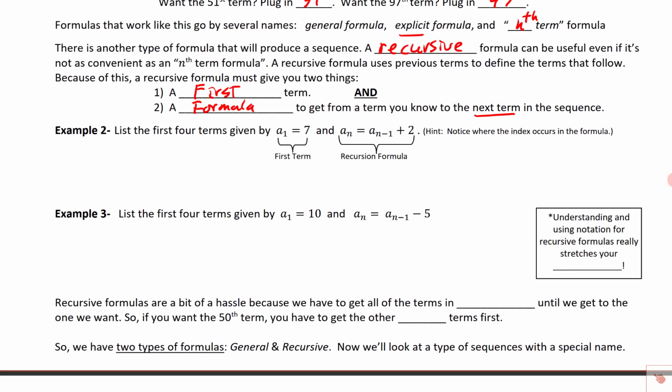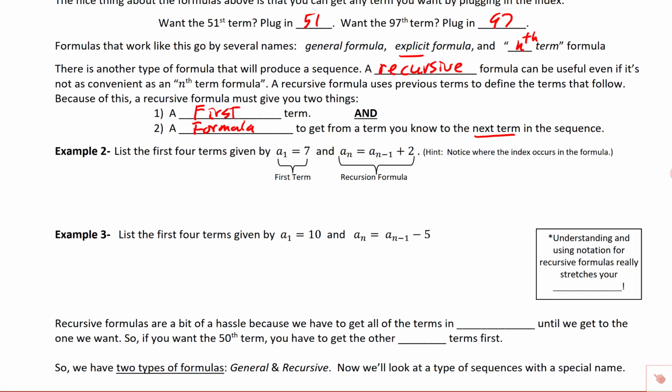So example number 2, it says list 4 terms given by the sequence that's defined as, and now this is a recursive definition. You'll see they're a little tougher to work with. A sub 1, again, that's the first term, and we don't always get the 1 there, but if it's written there, great. If it's not, we assume that it's a 1. So this is going to be the first term is 7. And then this is the recursion formula. Notice that it looks a little bit nasty here.